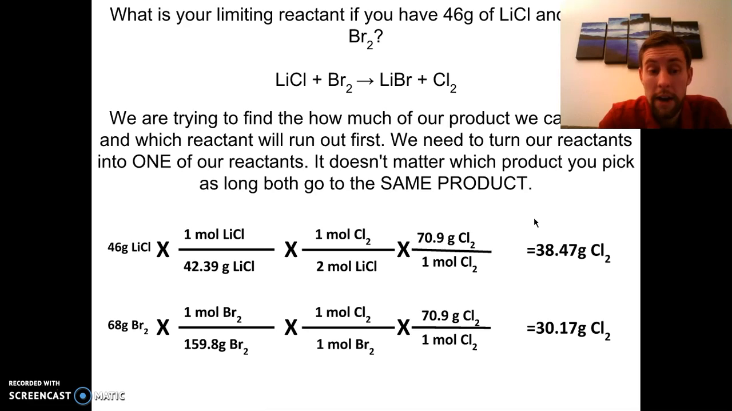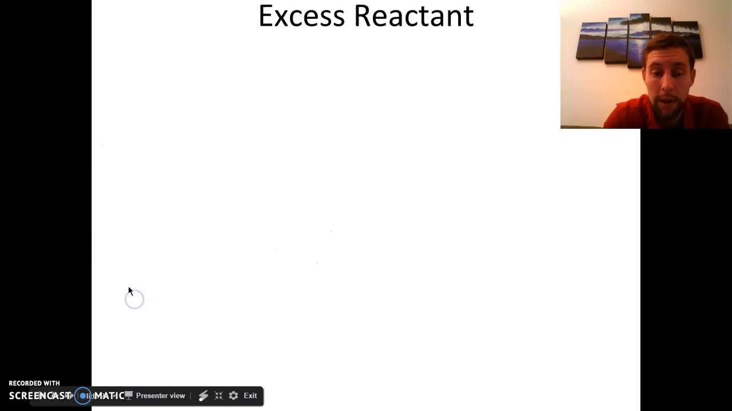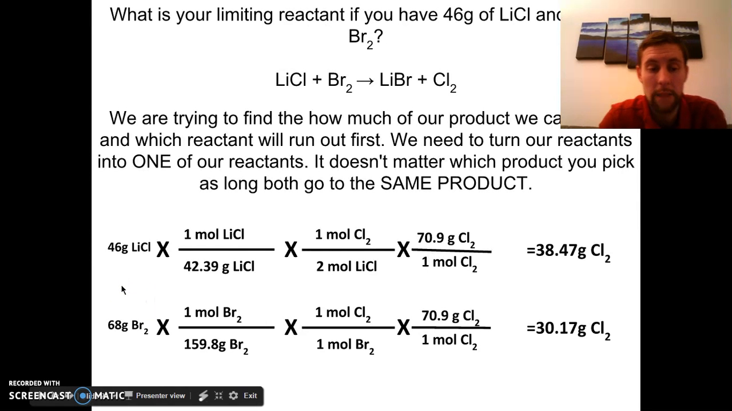Now, here I've got my bromine came out to a lower amount, which means bromine runs out first, even though it starts with a higher amount. So see how sometimes that number is the limiting reactant? So bromine is your limiting reactant.